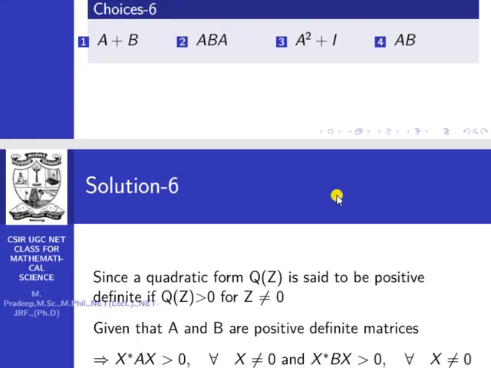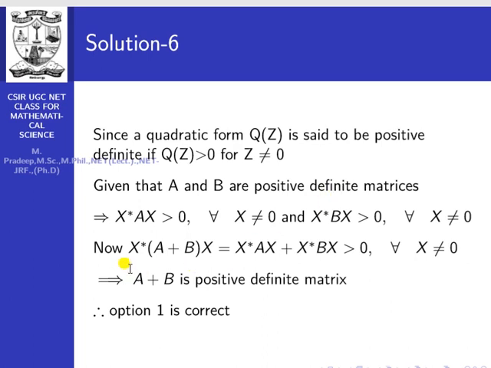So now I will take X star (A plus B) X. Then we can express this as X star A X plus X star B X. Already we know that A and B both are positive definite matrices. So this should be greater than 0, this is also greater than 0. Sum of the two numbers is also greater than 0, for all X not equal to 0. From this, what is the conclusion? X star (A plus B) X is greater than 0 for all X not equal to 0. So therefore A plus B should be a positive definite matrix. Therefore option 1 is correct.